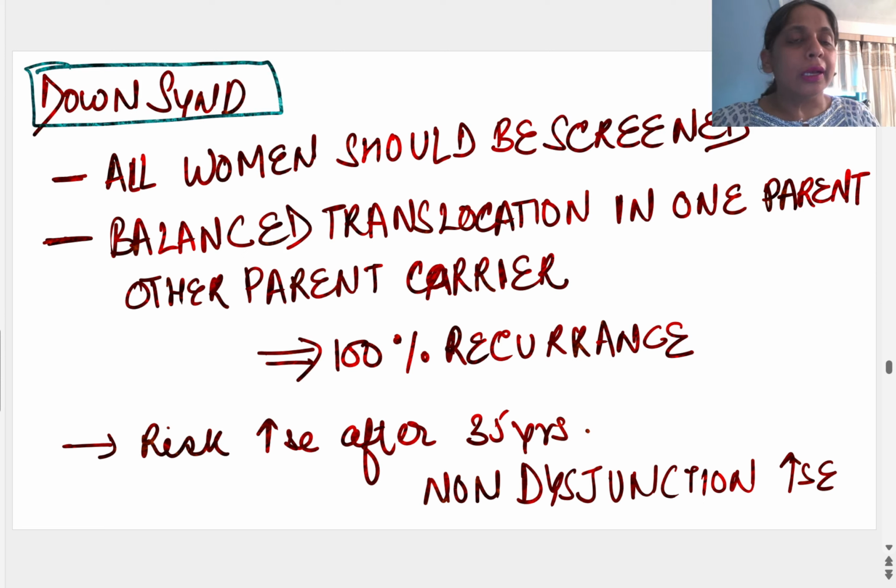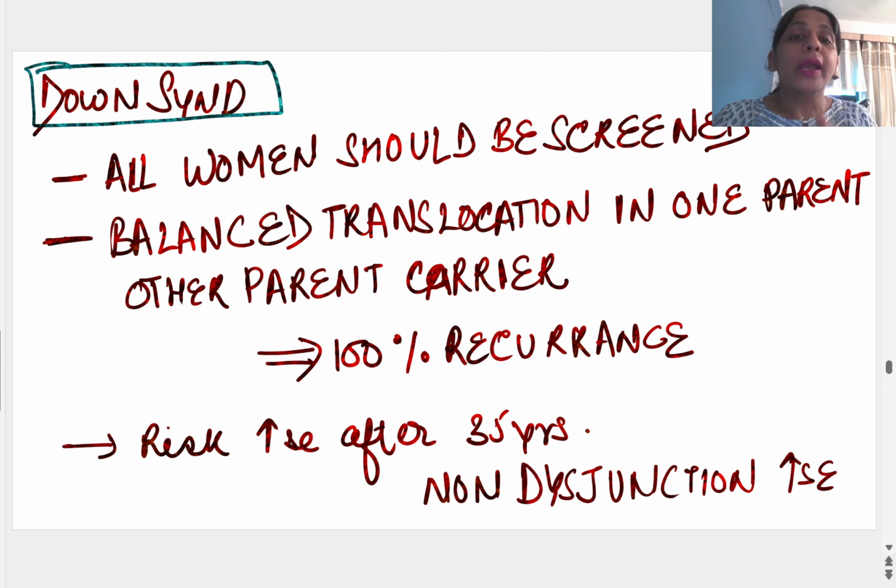Yes, I also know, we all know, after 35 years the chance of Down syndrome increases, but it is not that Down syndrome children do not occur in young females. They are there. So every mother is going to get screened. It is criminal if we don't get them screened for Down syndrome. Okay, so every mother should be screened for Down syndrome.